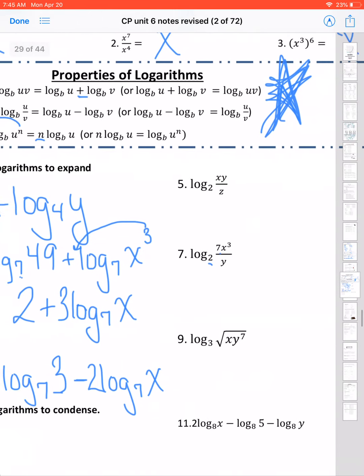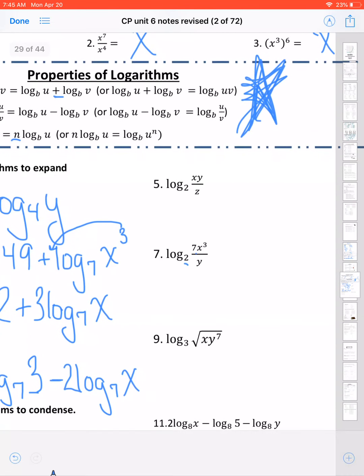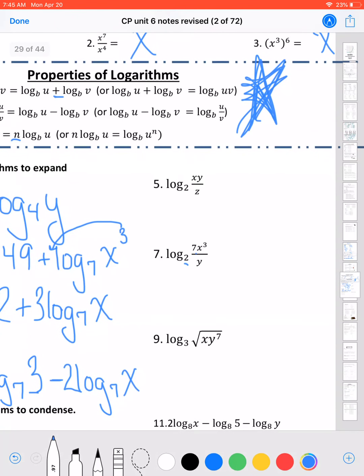Gonna try number 9, because number 9 is just a little bit different. I'll run through 5 to 9 actually. For number 5, there's a product in the numerator, so that will have the plus, and then subtracting in the denominator. So hopefully you can try that, and again, check your notes with mine. Same thing with number 7, product in the numerator, so that will be added together, drop the 3 in front of the log base 2 of x, and then you'll have subtract log base 2 of y.